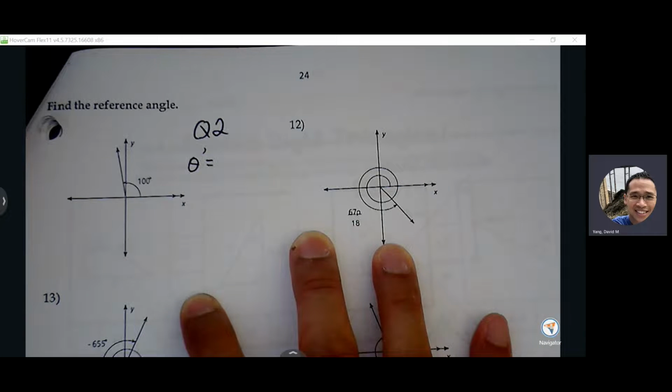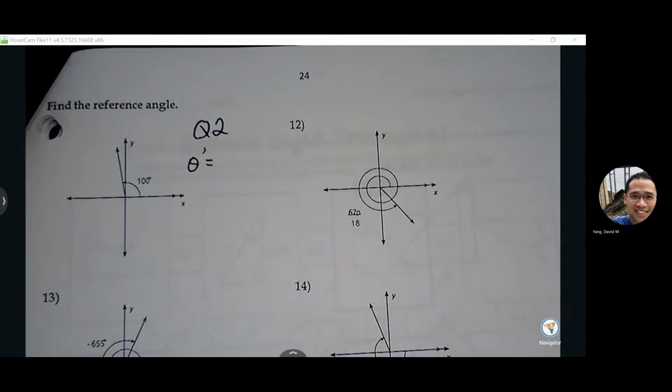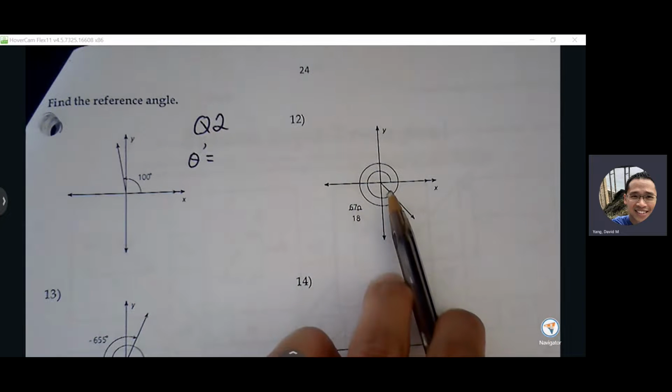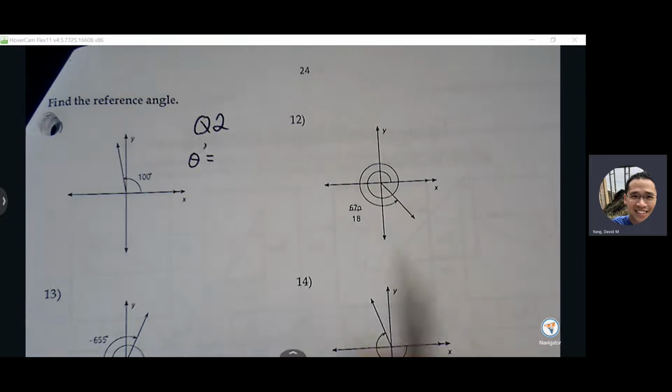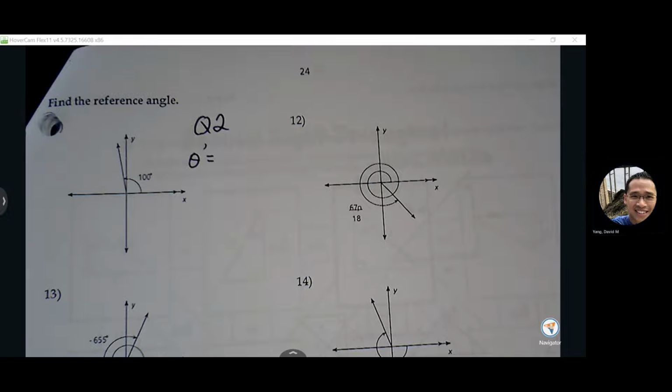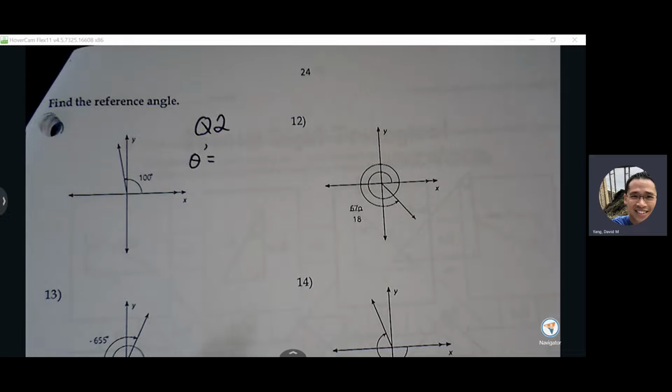Questions like 12 and 14 on the quiz. Say it again? Are we going to have questions like 12 and 14 on the quiz? Yes, so with those, you don't have to worry about the diagram. You just get those measures into something that you can recognize. So if it's a large angle, just keep subtracting 2 pi or add 2 pi or add 360 until you get to that nice range, and then follow the rest of the steps.